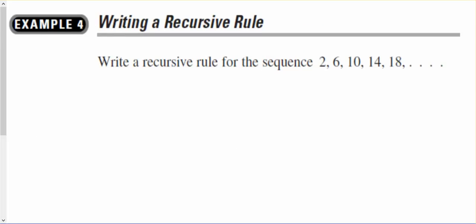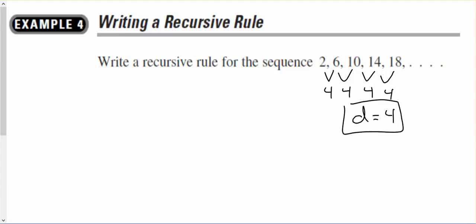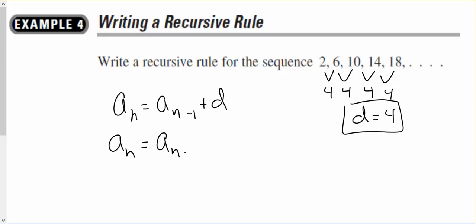Writing a recursive rule given a sequence. So here, from 2 to get to 6, I add 4. From 6 to get to 10, I add 4. From 10 to get to 14, I add 4. From 14 to get to 18, I add 4. So pretty soon we can tell, hey, our common difference is 4. Once I have that common difference, now it's exactly like my other equation. a sub n minus 1 plus d, and all we're doing is saying what's our common difference. Common difference is 4. And there's our recursive rule.